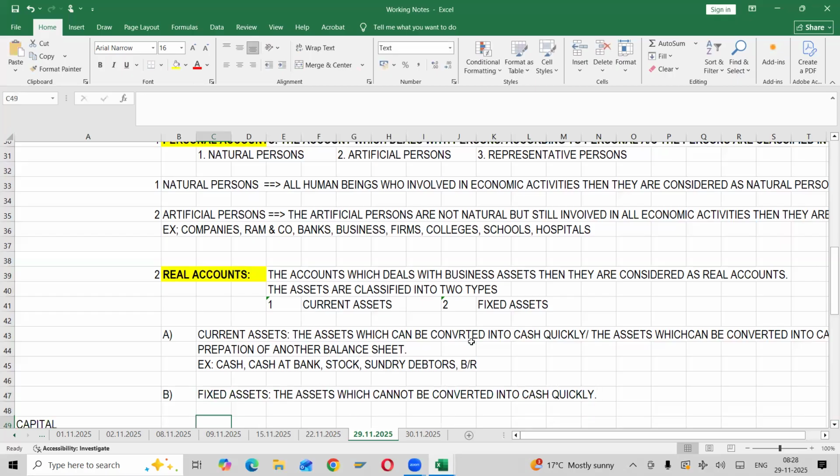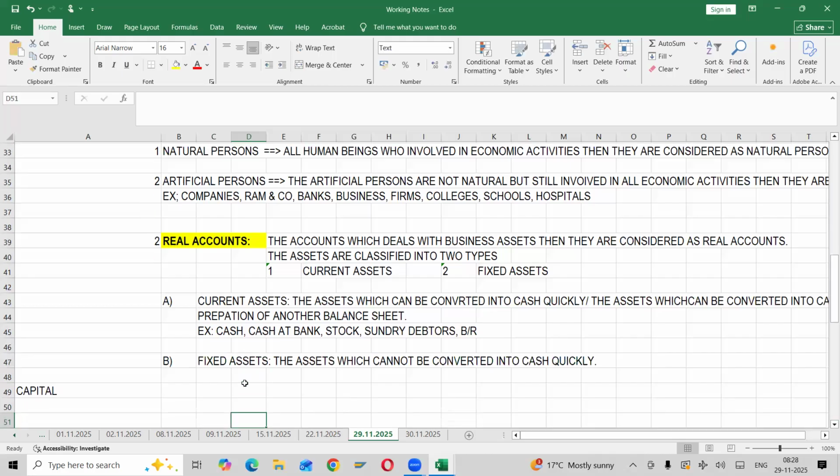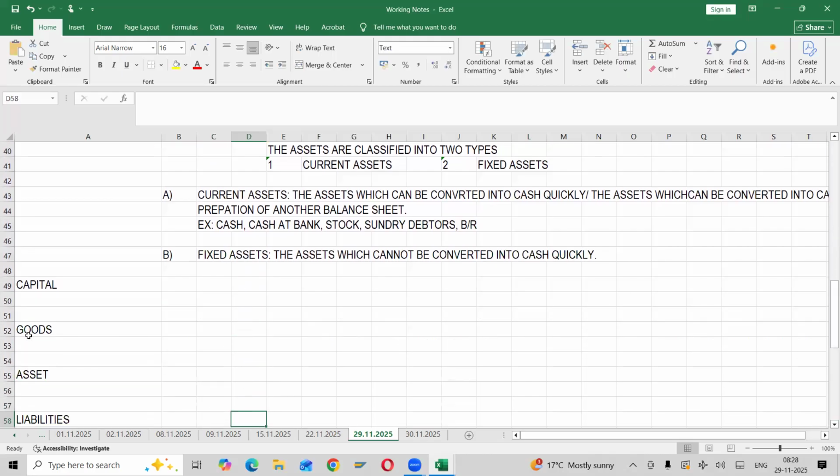Correct? So before I go to fixed assets, I am coming here to goods and assets. I'm just deviating here. The difference between goods and assets, and then I'll go to fixed assets. What do you mean by goods?